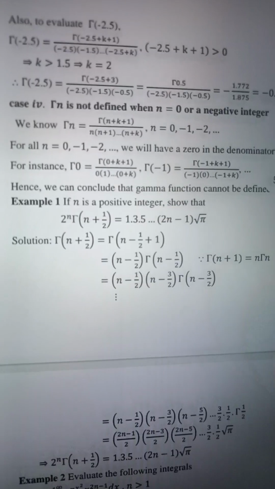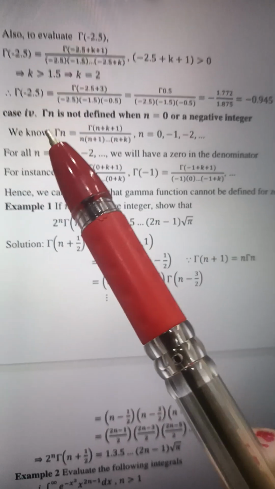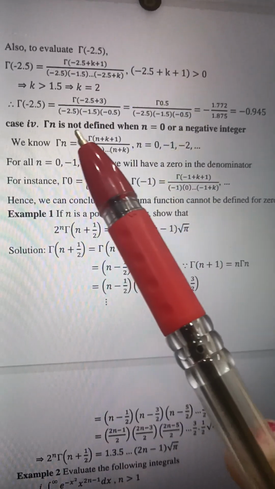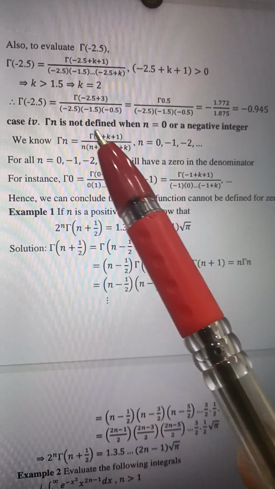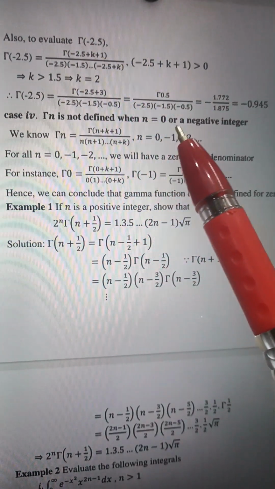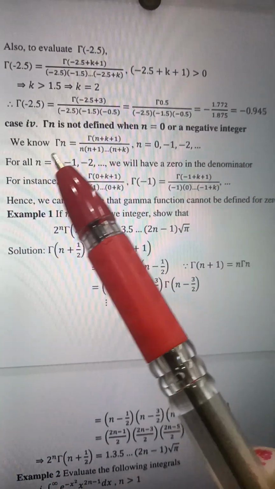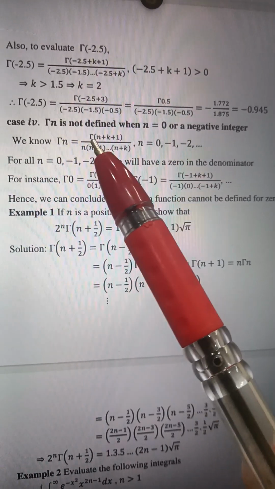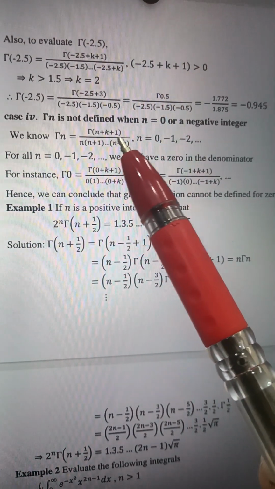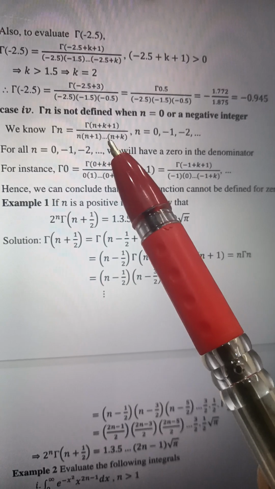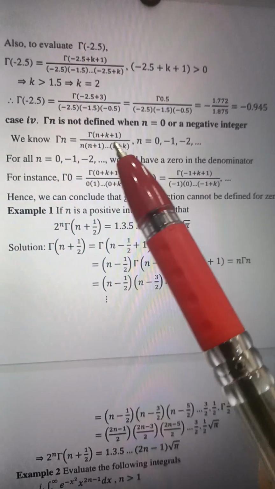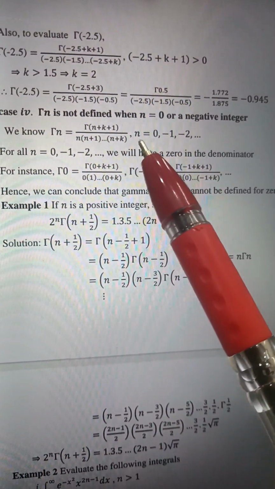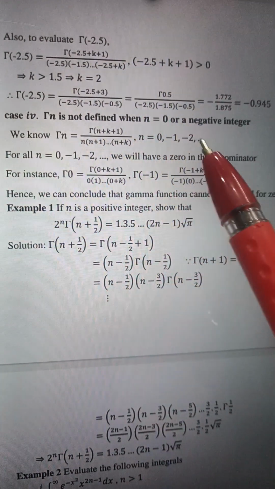Now next, fourth case. Let's complete the fourth case also. Factorial n is not defined when n is equal to 0. Factorial n is not defined when n equals 0 or a negative integer. As we know, factorial n equals factorial n plus k plus 1, n plus 1 till k plus n plus k. Just now we have done it. Okay. n equals 0, minus 1, minus 2.